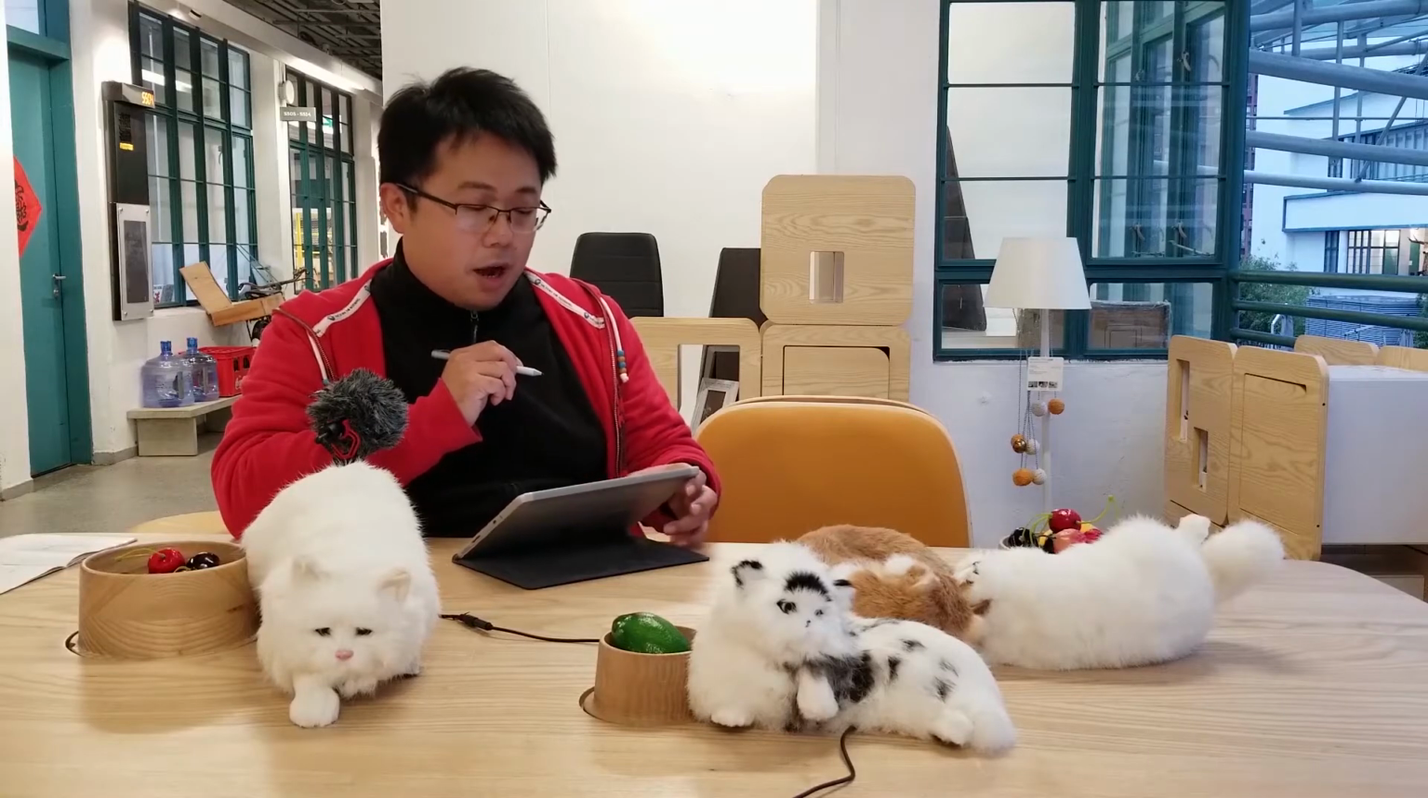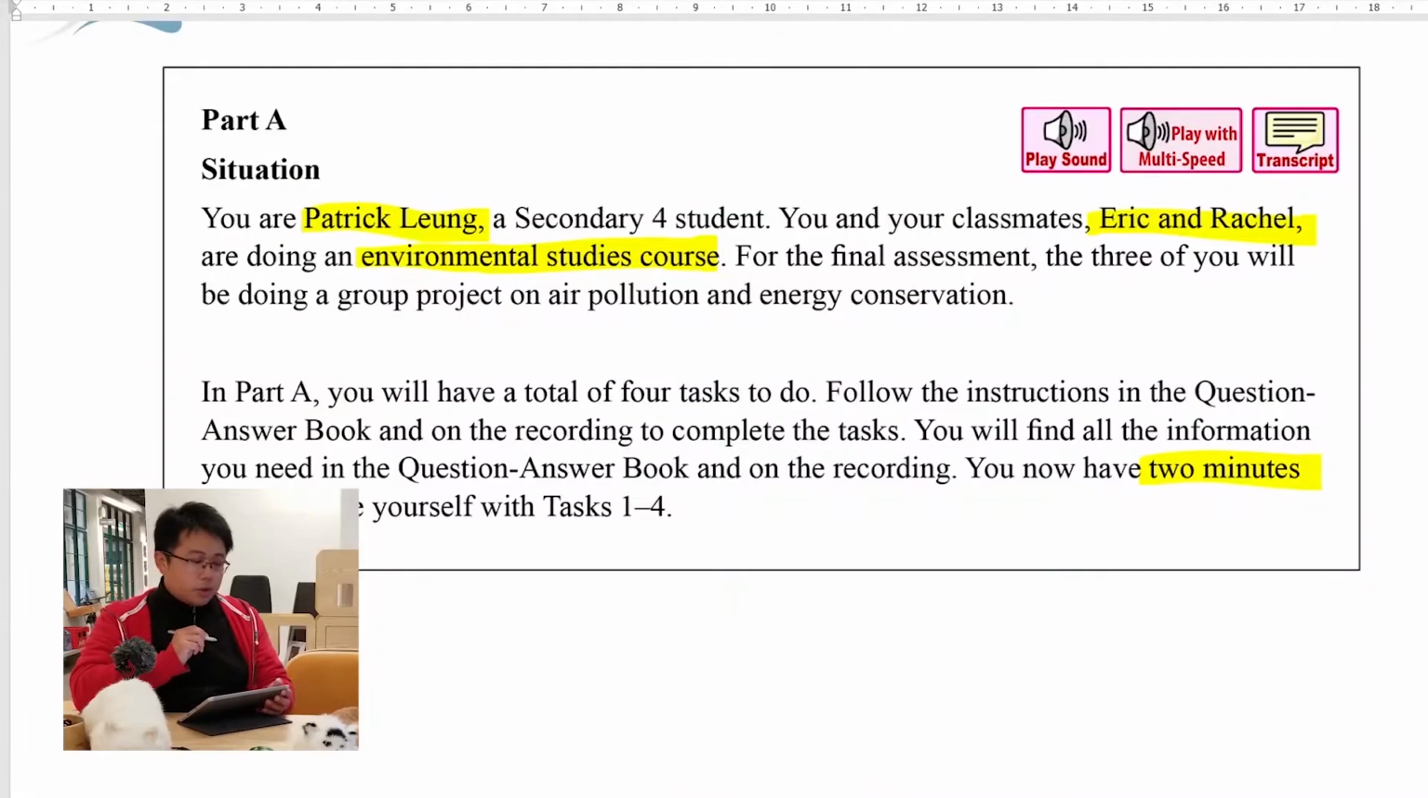For this task, part A, your situation is that you are Patrick Learn. This is very important because most of the time you have to spell your name, Patrick. If you don't know how to spell Patrick, here is the answer. And then you and your classmates Eric and Rachel, sometimes you have to write their names. So this is their names, Eric and Rachel.